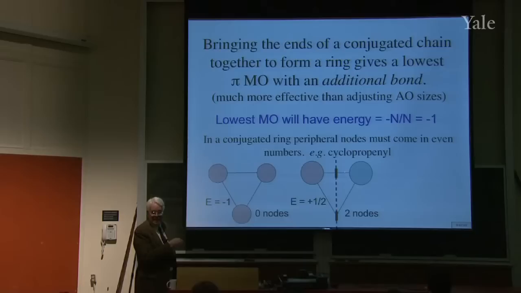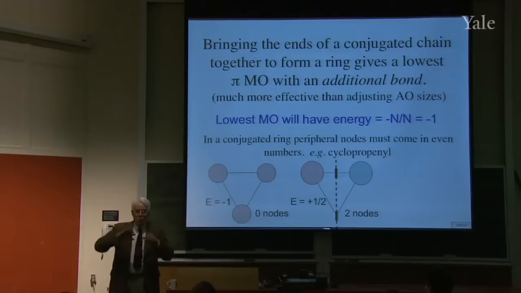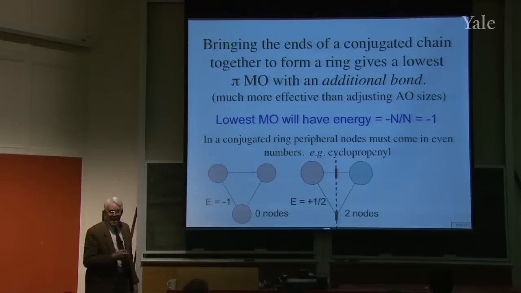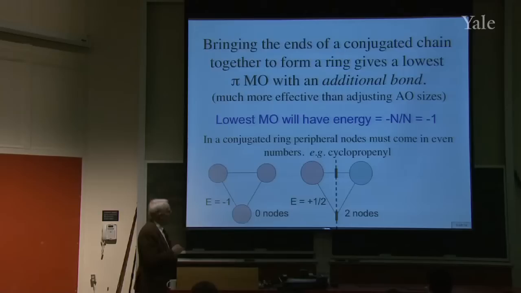Unless, just to look ahead a little bit, you twist it and make a Möbius strip. But that's quite a job. We'll see that it has been done, but it's quite a job. Okay, so anyhow, the nodes come in pairs. So there are two like that.